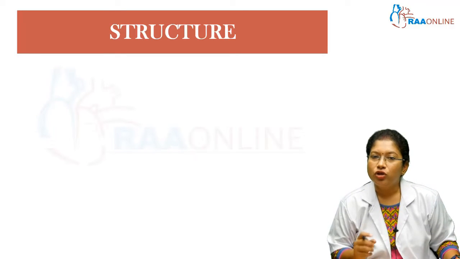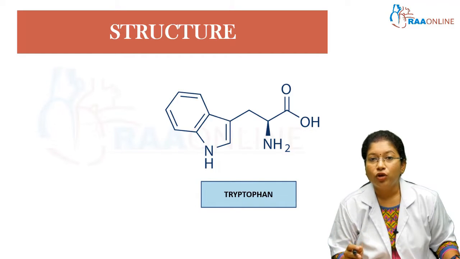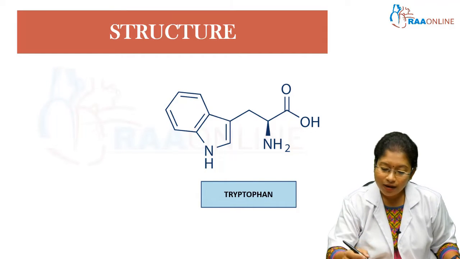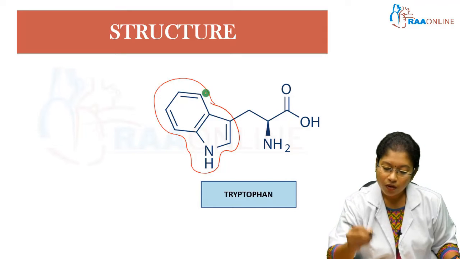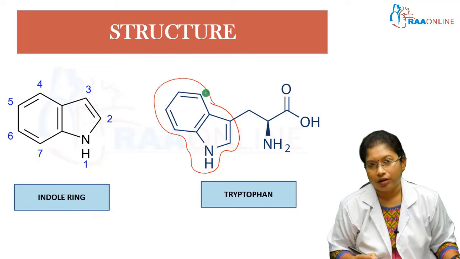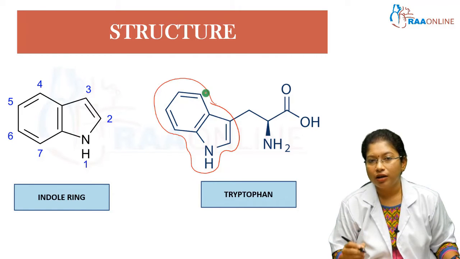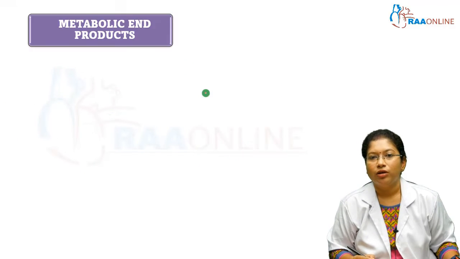What is the structure of tryptophan? So this is the structure of tryptophan. It contains this group, which is nothing but the indole ring. So tryptophan contains an indole ring.